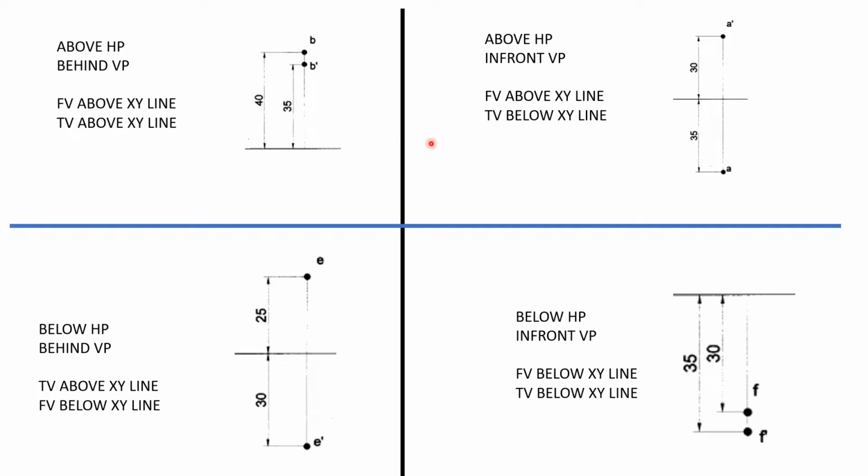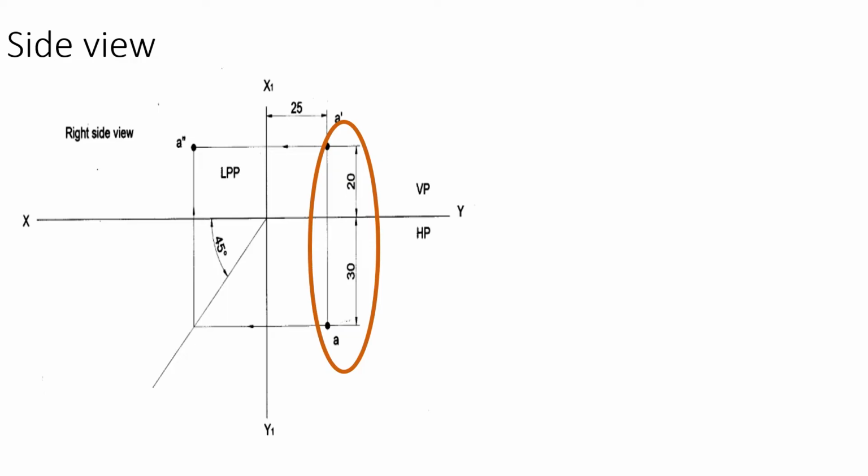So these are the only two ways by which they can ask a problem with respect to the projection of points. Either they will ask you to state the quadrant in which they lie, either by giving with respect to the VP and HP, or with respect to the front view and the top view. So there is one more concept with respect to points, that is locating a side view.